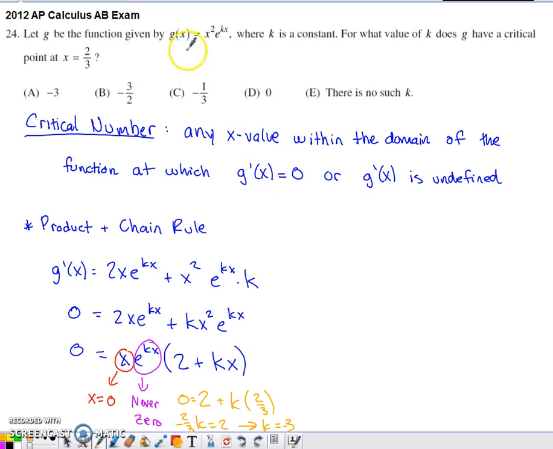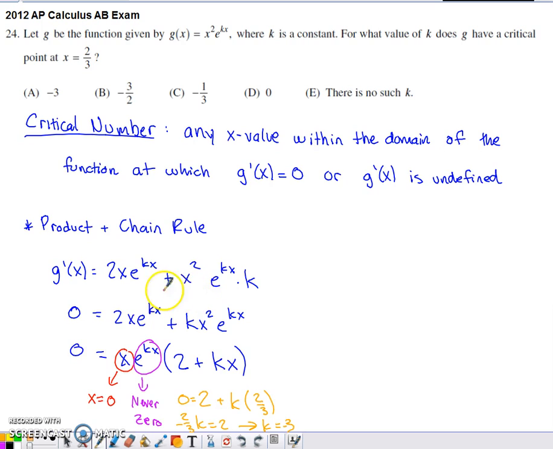If we think about taking this derivative, we're going to have to use a product rule, right? x squared times e to the kx. So I do the derivative of the first piece, the original second piece, plus the original first piece, times the derivative of the second piece. The thing you have to watch out for here is when you take the derivative of e to the kx, you have to use a chain rule and multiply by the derivative of the inner function that sits in that exponent to finish it off.